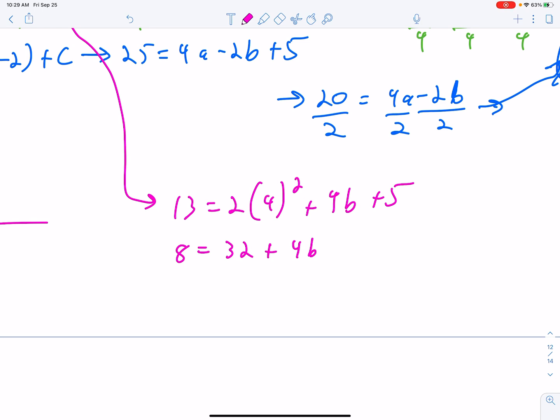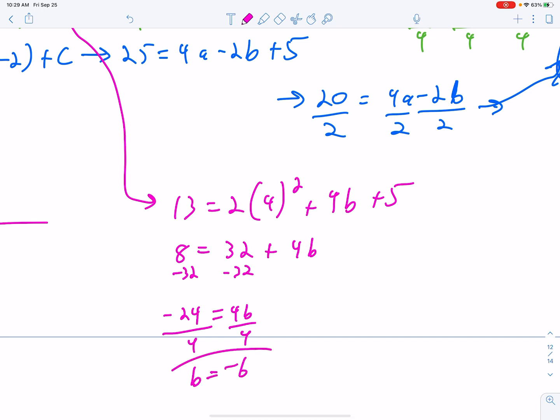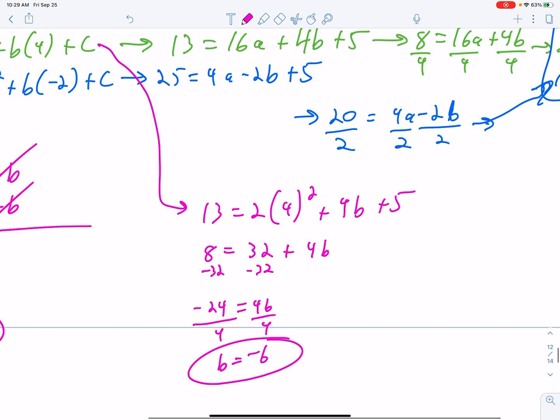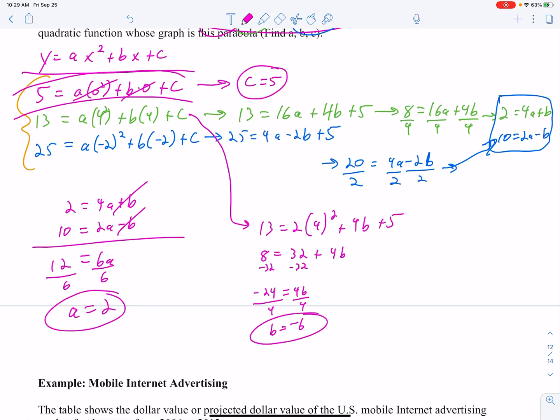All right, so we're going to subtract 32 from both sides. So we're going to get negative 24 equals 4b. We're going to divide by 4. So b equals negative 6. And there we go. We found a, b, and c.